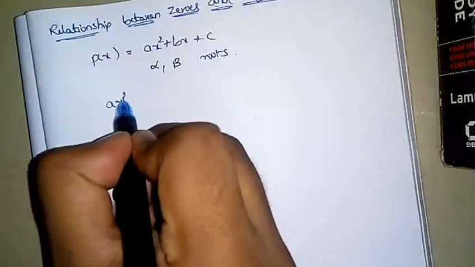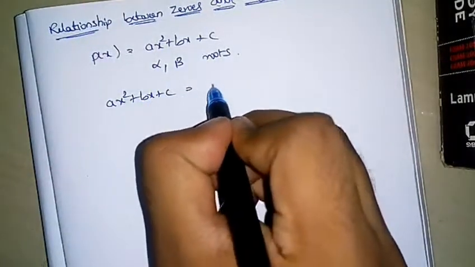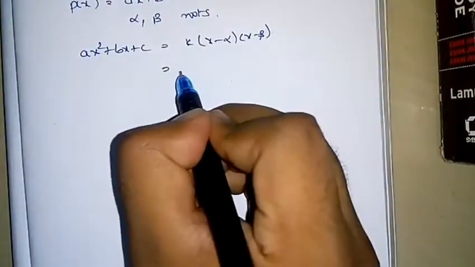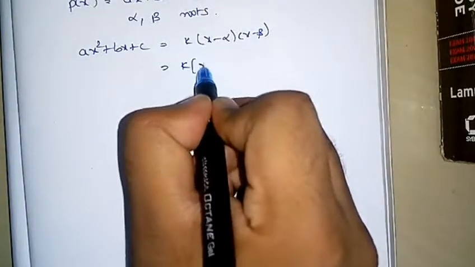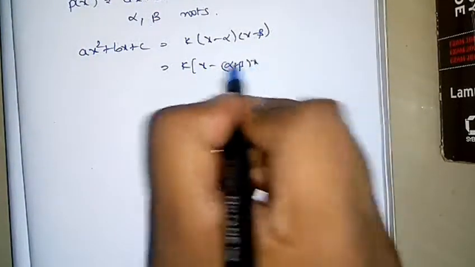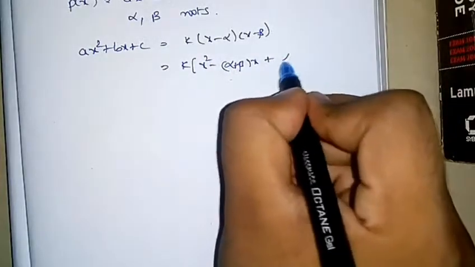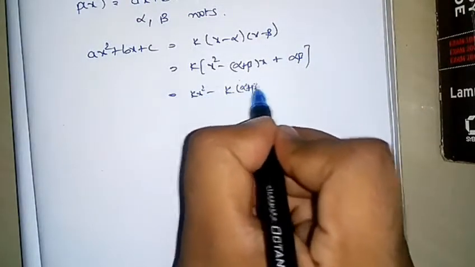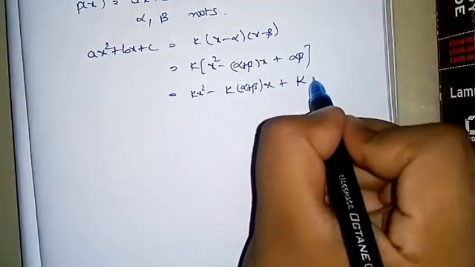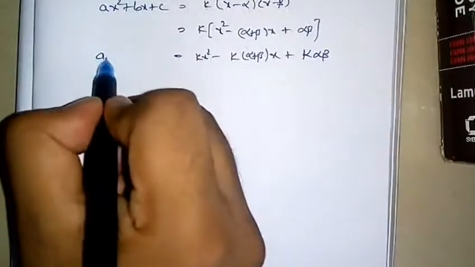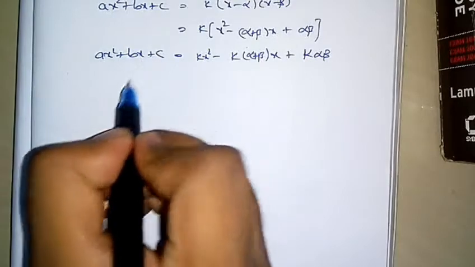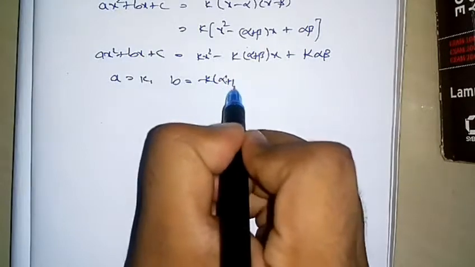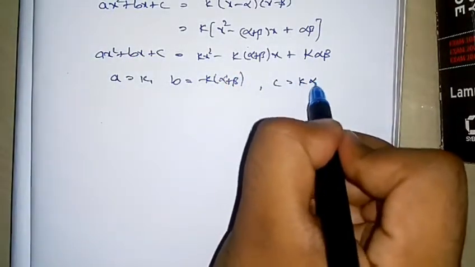Therefore, it implies ax square plus bx plus c is equal to k into (x minus alpha) into (x minus beta). If you expand this, you get k into (x square minus (alpha plus beta) x plus alpha beta). This is equal to kx square minus k into (alpha plus beta) into x plus k alpha beta, which is equal to ax square plus bx plus c. If you compare coefficients, you get a is equal to k, b is equal to minus k into (alpha plus beta), c is equal to k times alpha beta.